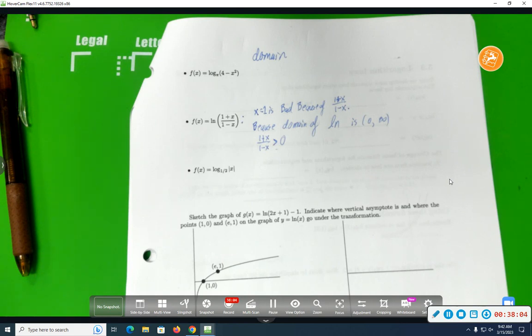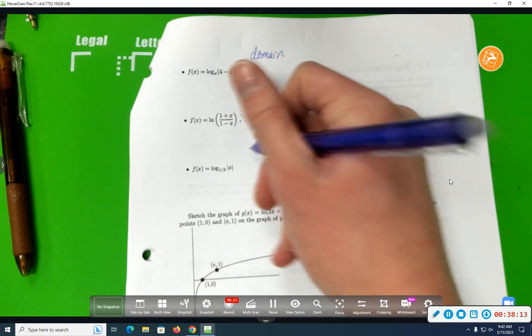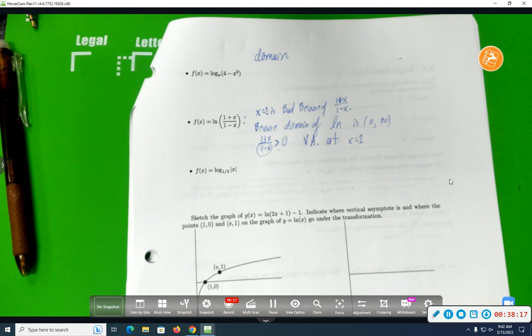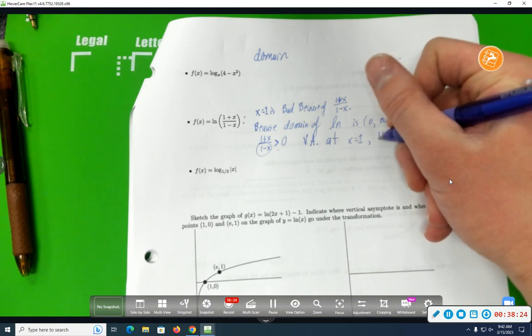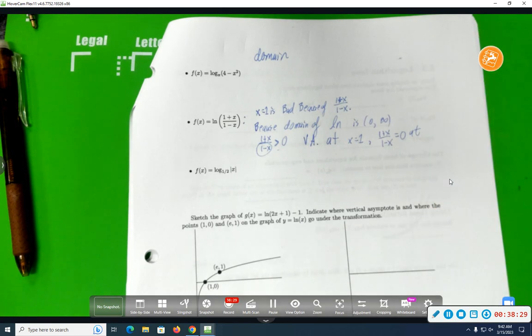In fact, have we already found the vertical asymptote? What's the vertical asymptote? When is the bottom equal to 0? 1. So that'll be one of the endpoints of the domain. (1 plus x) over (1 minus x) equals 0 at, if we just set it equal to 0, does that look easy to solve too? Yeah. When is that equal to 0? Negative 1.